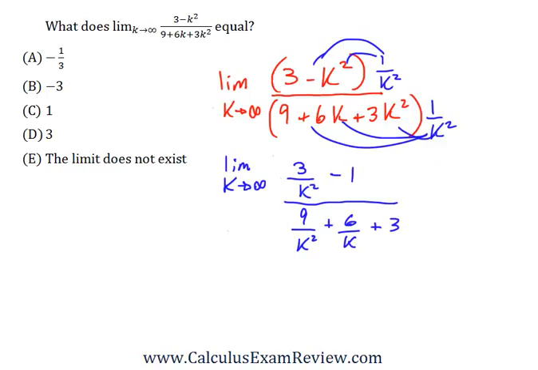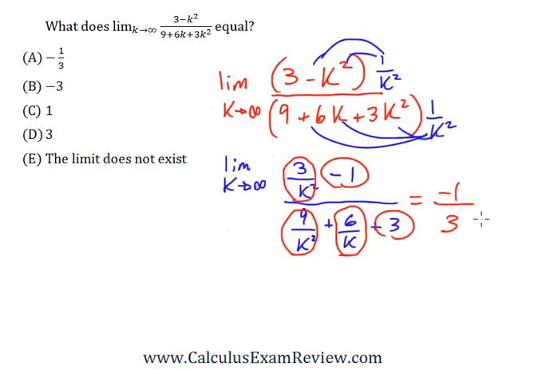Great. So now what we need to do is just, well, realize, if we take a look at this, all these guys here, as we approach infinity, are going to become 0. And why is that? Well, if I have 3 over k squared, as I start to plug in very large numbers for k here, we're going to get closer and closer and closer to 0. So all these go to 0 when k approaches infinity. So we're left with the -1 over the 3. So that's our answer, -1/3.